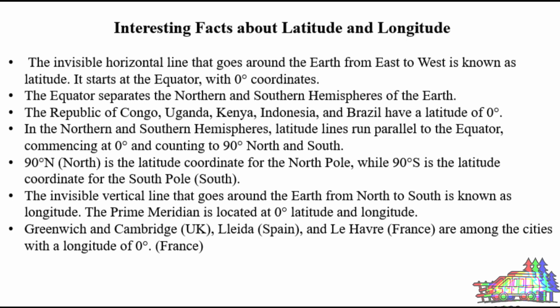90 degrees north is the latitude coordinate for the North Pole, while 90 degrees south is the latitude coordinate for the South Pole. The invisible vertical line that goes around the Earth from north to south is known as longitude. The Prime Meridian is located at 0 degrees longitude. Greenwich and Cambridge, UK, Leyde, Spain, and Le Havre, France, are among the cities with a longitude of 0 degrees.